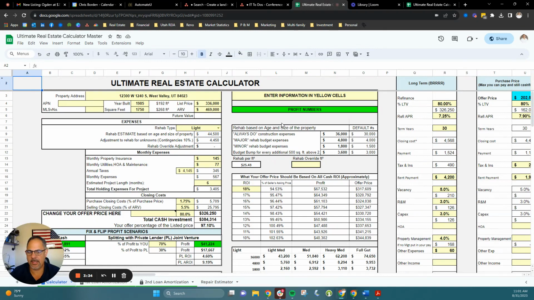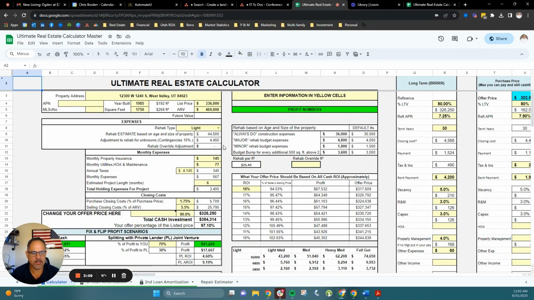Okay, so now let's dive right in and go step by step on how this calculator will work and the benefits it can bring to you. First off, you're going to notice there's some color coordination to the calculator. Most of the information that you see in yellow is where you're going to actually be inputting the requested information for you to come up with your calculation.